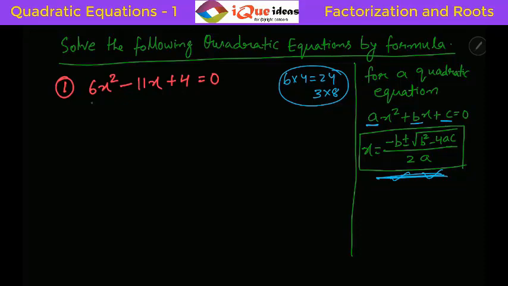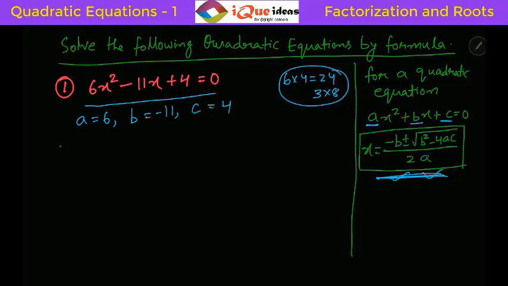Right? So even if in this question the factorization is applicable, we'll go ahead and apply the formula to just see how it is useful here. Okay, now in this case, we can see that a is equal to 6, b is equal to minus 11, c is equal to 4.